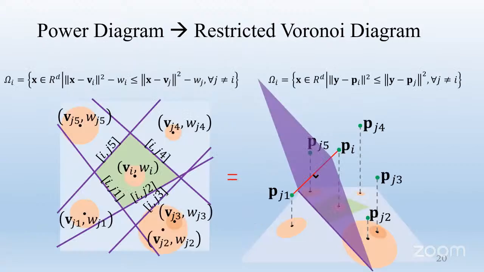The equivalence can be illustrated by this 2D example. The green power cell of Vi equals the restricted Werner cell of the lifting point pi. This property allows us to apply Werner generation methods to the computation of arbitrary power diagrams.